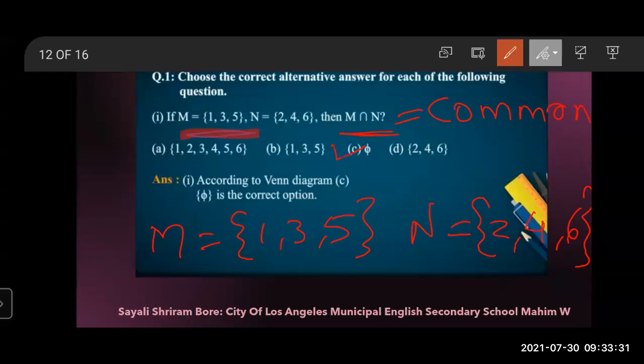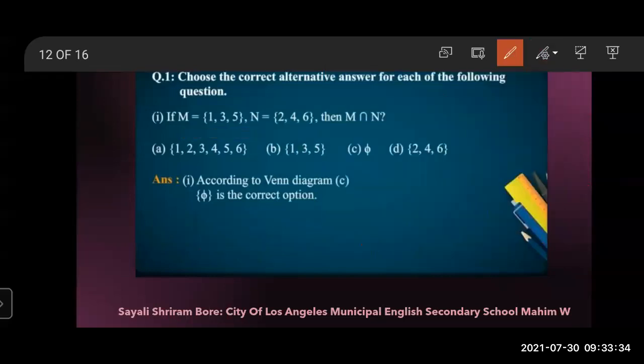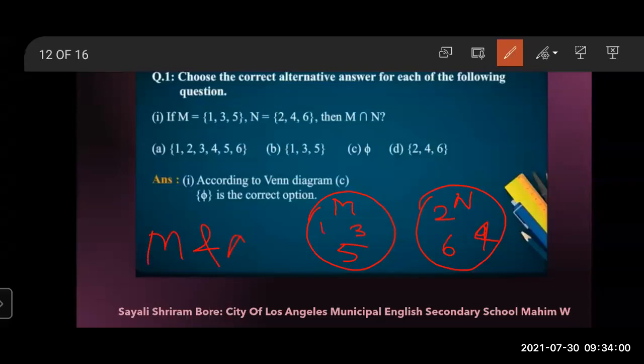Now here it is written, according to the Venn diagram. What if I want to draw the Venn diagram? It will be like this: this is M and this is N. Here 1, 3 and 5, and 2, 4 and 6. So when you draw the Venn diagram, you will see that M and N are disjoint. They are disjoint. So if they are disjoint, then there will be no common element.